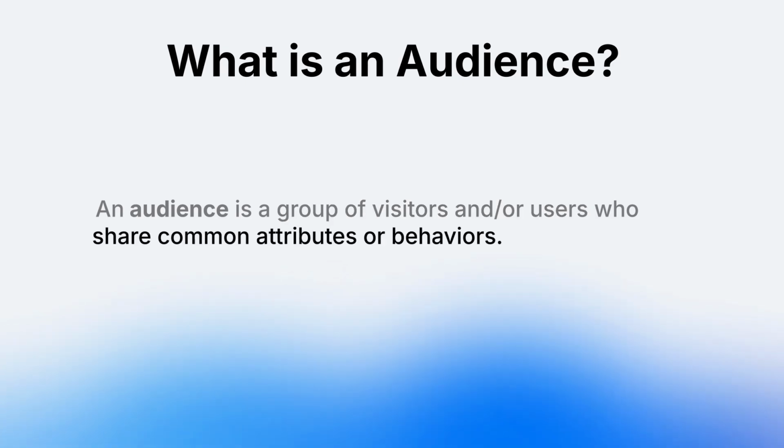And then there's a share common attributes or behaviors part. Let's start with the attribute. The attribute is a description of audience users, their common characteristics like device they used when they visited the website, email subscription status, subscribed or unsubscribed, or date of birth.